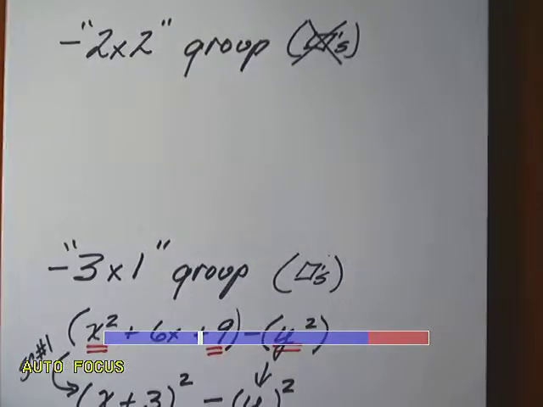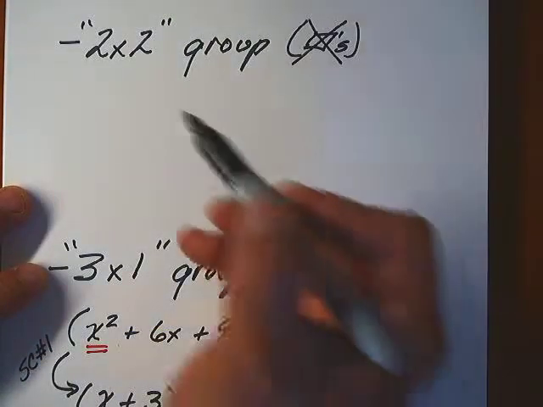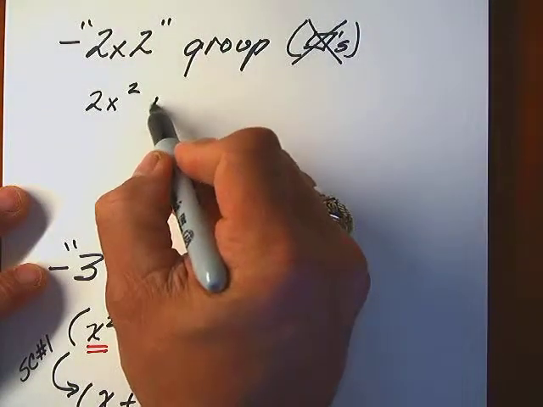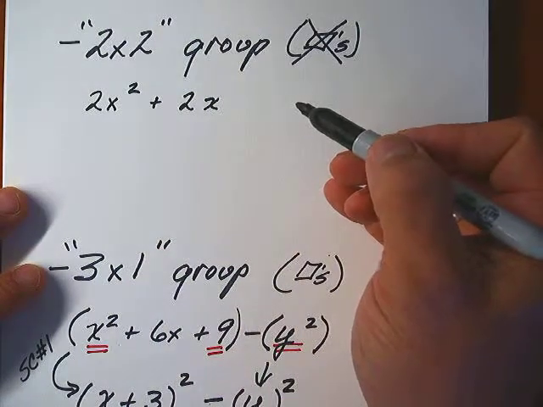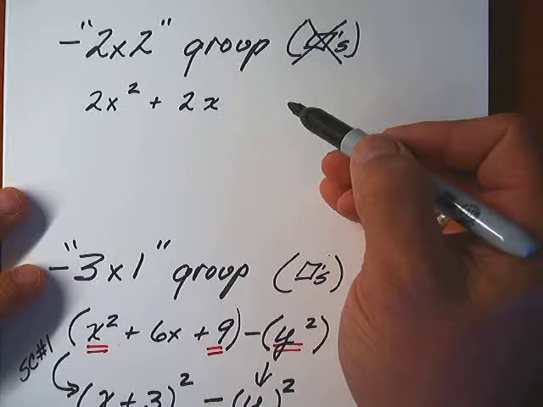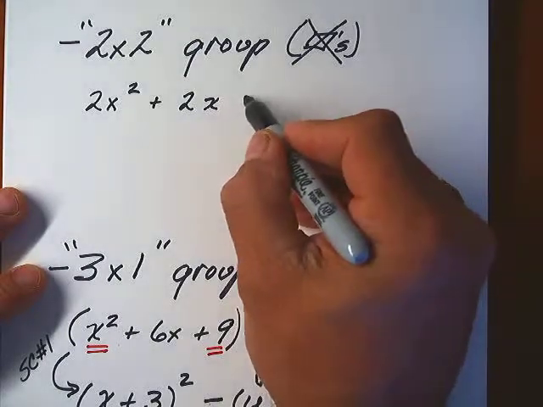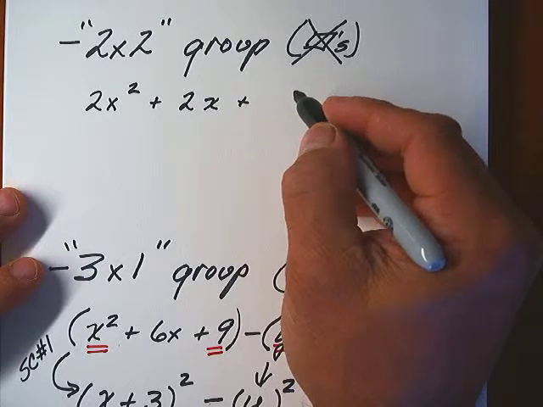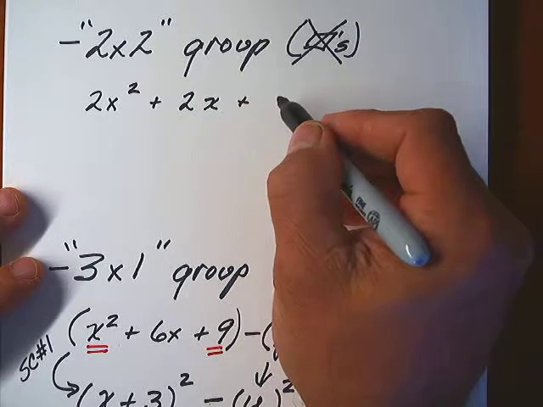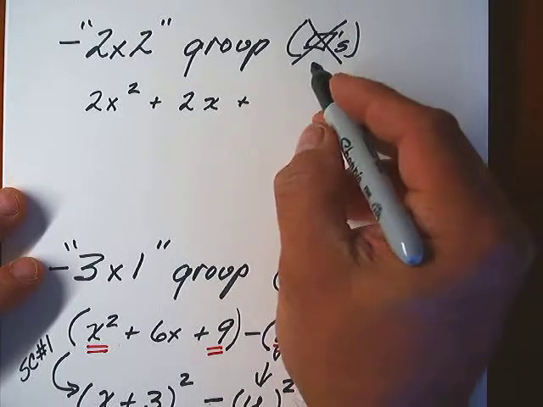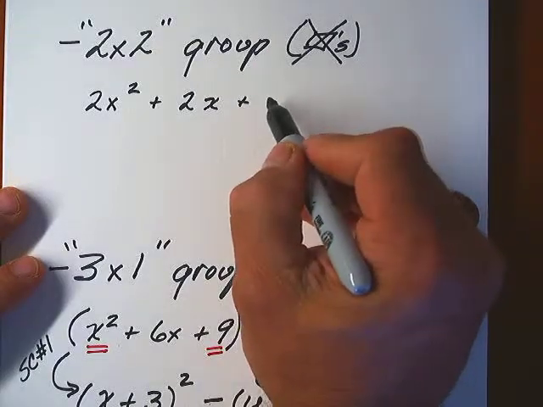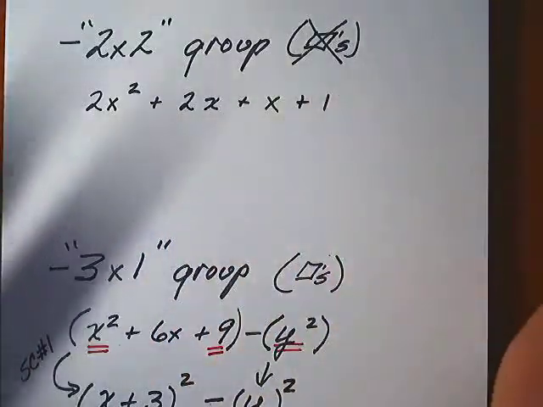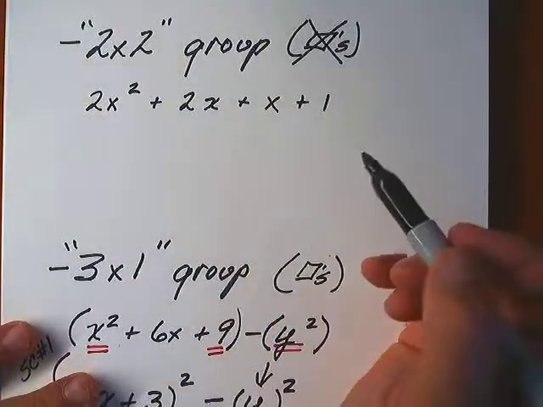Now, 2 by 2 is not going to have a lot of perfect squares in it. I'll give you an example. Let's say I give you 2x squared plus 2x, and I'm having to think this out as I do it. Well, 2x squared plus 2x plus x plus 1. Now, of course, you can see that these two can combine.